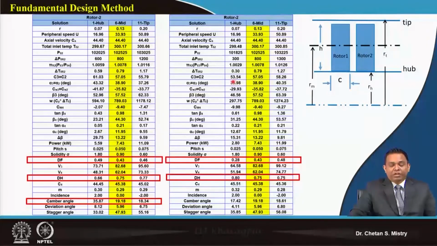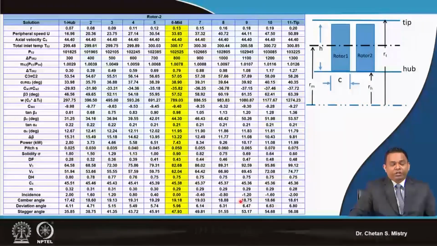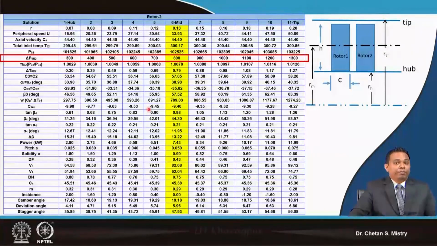And that has been done by changing my delta P0 at the hub, which is reduced to 300 Pascal, and this has been increased to 1300 Pascal. Now, if you look at my camber angles accordingly, they are coming to 17 degrees and 18 degrees. With all this, this is giving me my overall distribution. So, this will be the distribution of my total pressure.